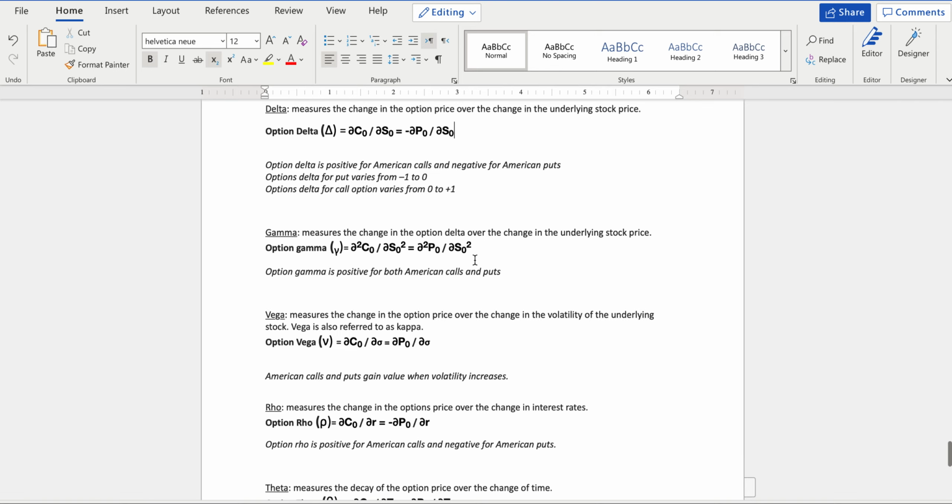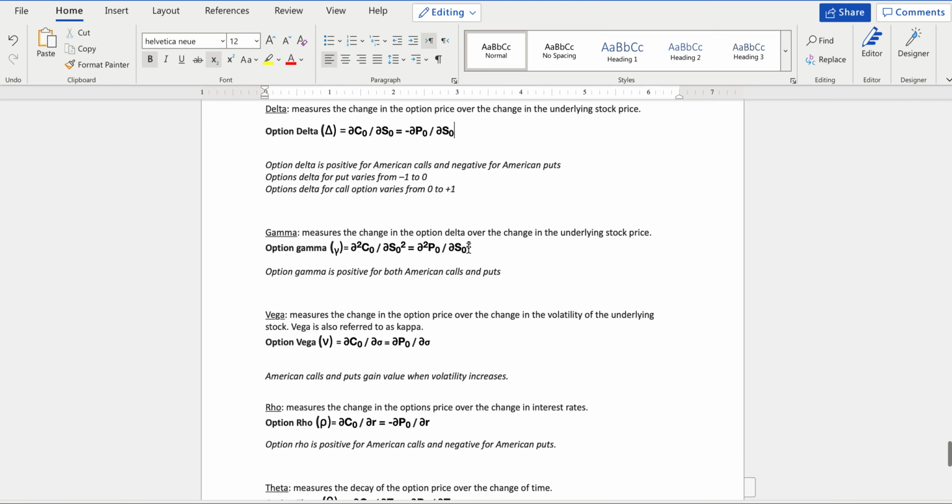That is very accurate. It's because it's measuring the change of a change. And I know what you're thinking. Whoa, whoa, whoa. This seems complicated. It really isn't. All the gamma is doing is measuring the sensitivity of the delta. So, the definition of a gamma: it measures the change in the option's delta over the change in the underlying stock price. That's all your gamma is doing.